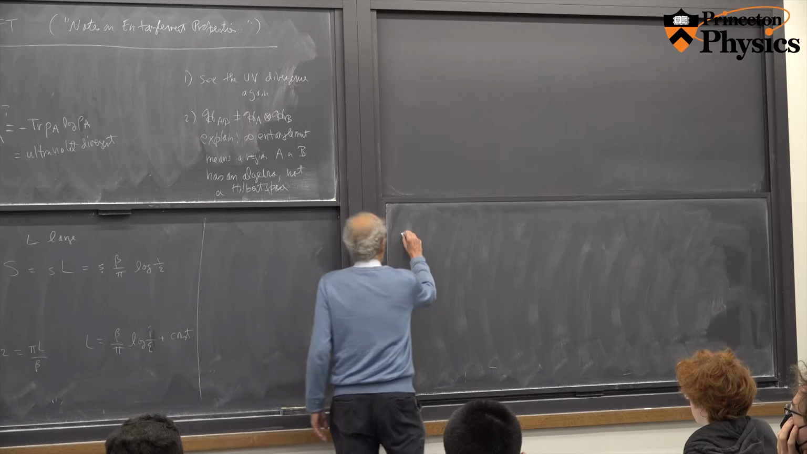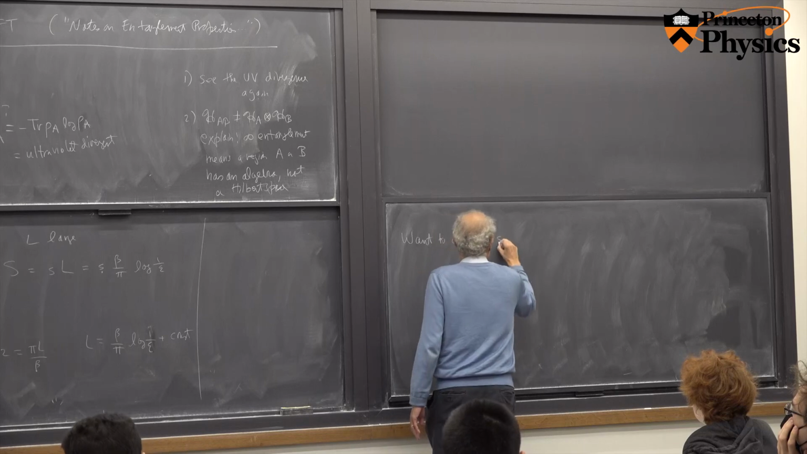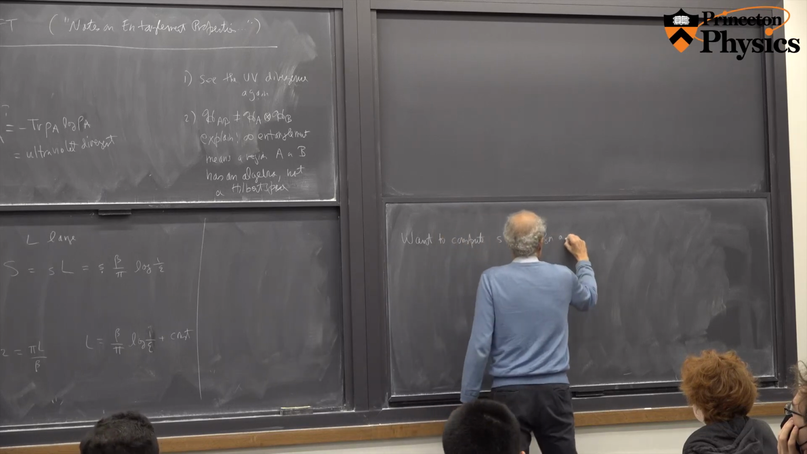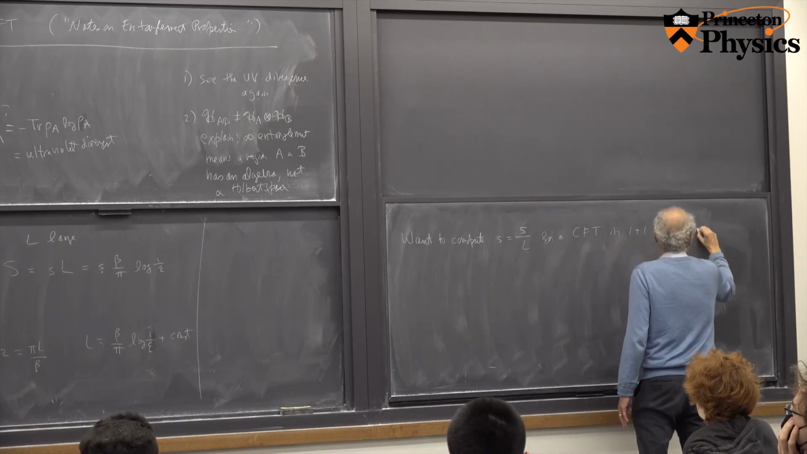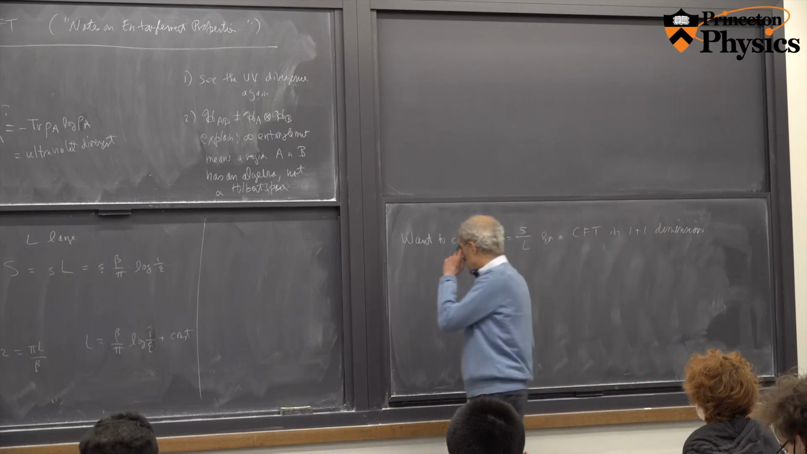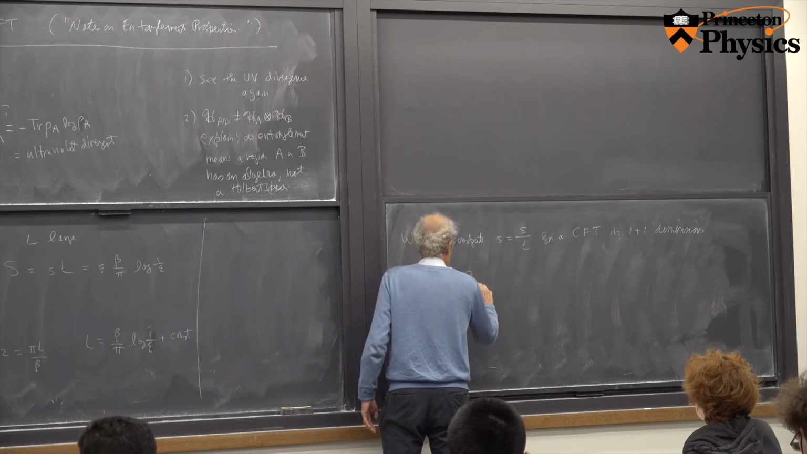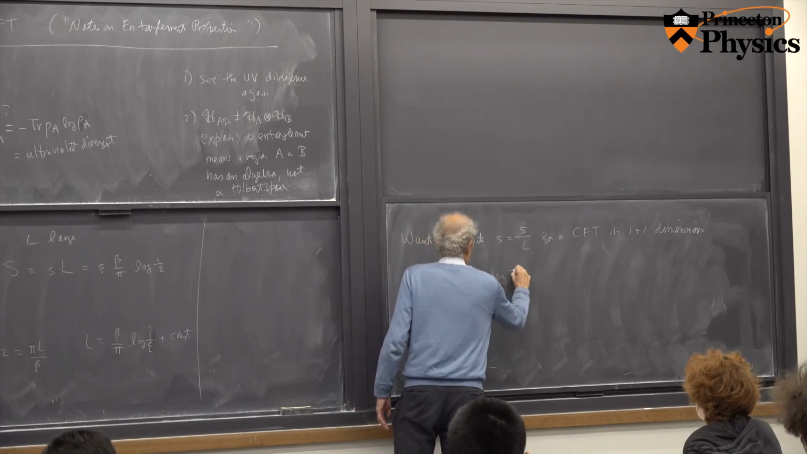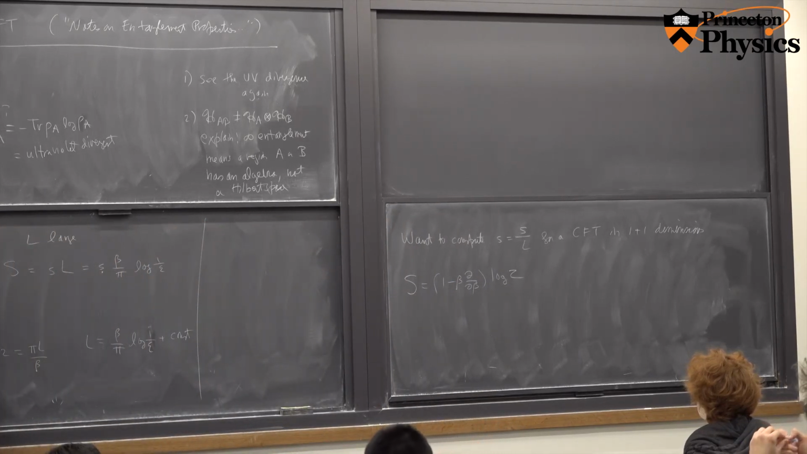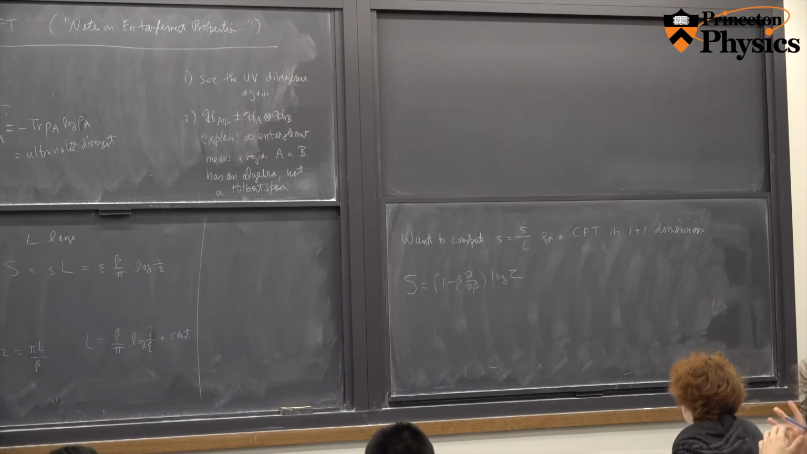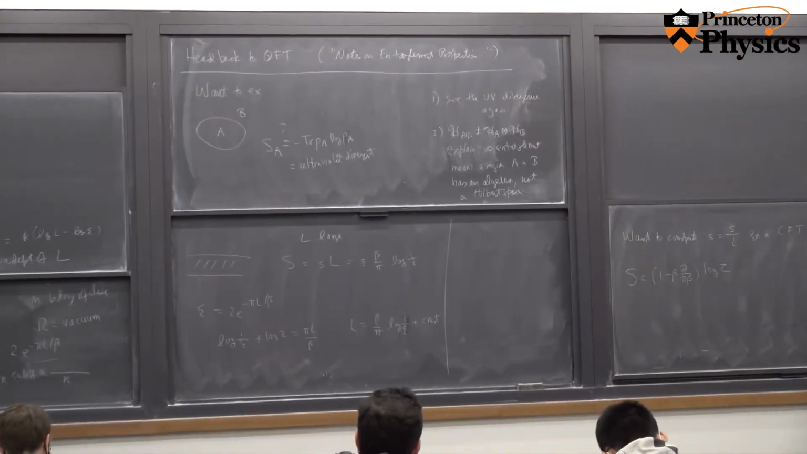So we want to compute little s for a conformal field theory in 1 plus 1 dimensions. A general relationship between the partition function and the entropy in statistical mechanics is what I've just written. I imagine it was part of learning statistical mechanics.